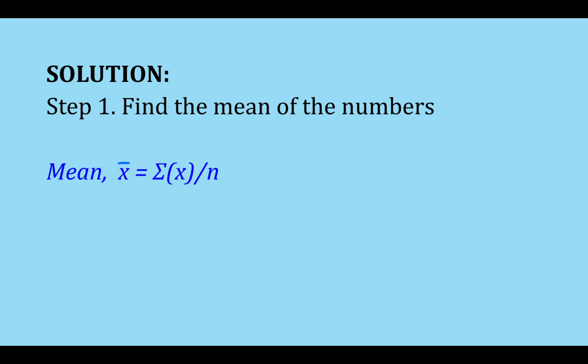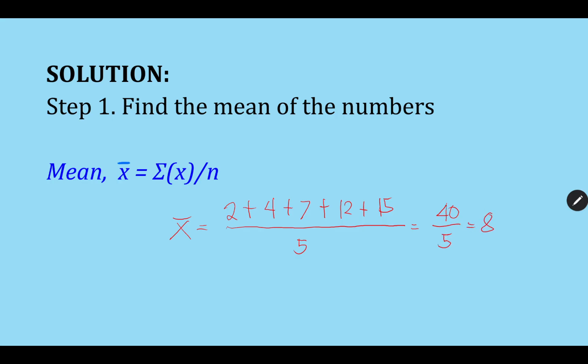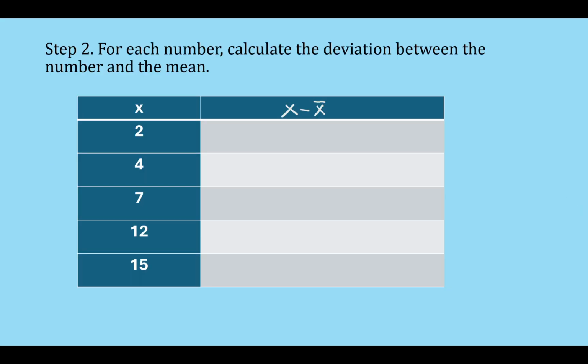So the mean is equal to 2 plus 4 plus 7 plus 12 plus 15, and then our n would be, we count 1, 2, 3, 4, 5. There are 5 data, so we divide by 5. This is equal to 40 divided by 5, which is equal to 8. So we have a mean of 8. Take note of that.